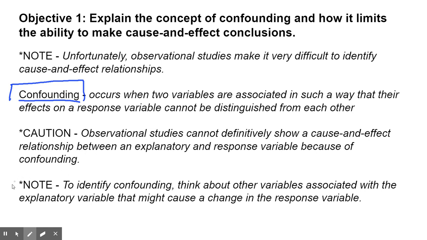In this note down here, to try to identify confounding, think about other variables associated with the explanatory variable that might cause a change in the response variable. Sometimes this stuff seems like it comes out from left field, but you're just trying to make it related or associated to the current explanatory variable. This idea of confounding.